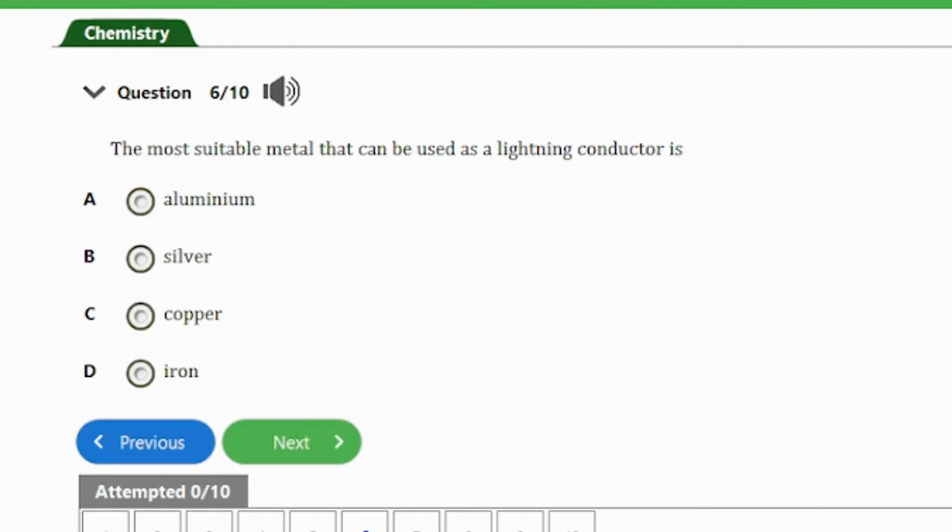Copper is the most suitable metal for a lightning conductor, and it has an excellent electrical conductivity. It's also less expensive than silver and other good conductors.